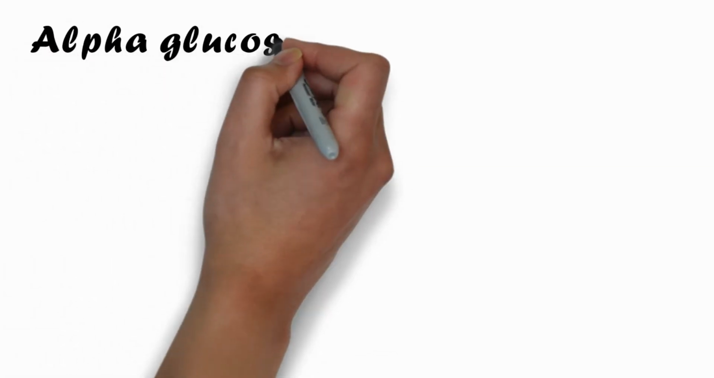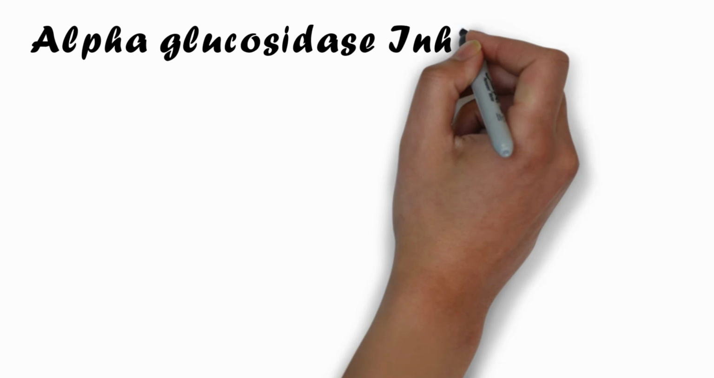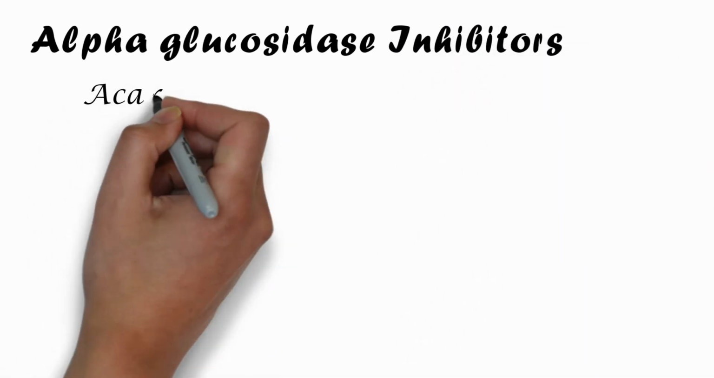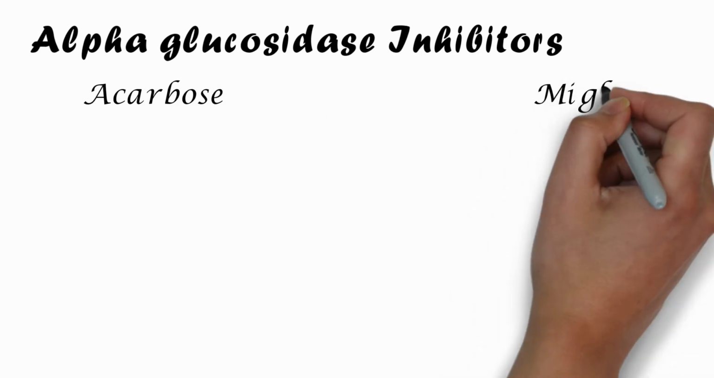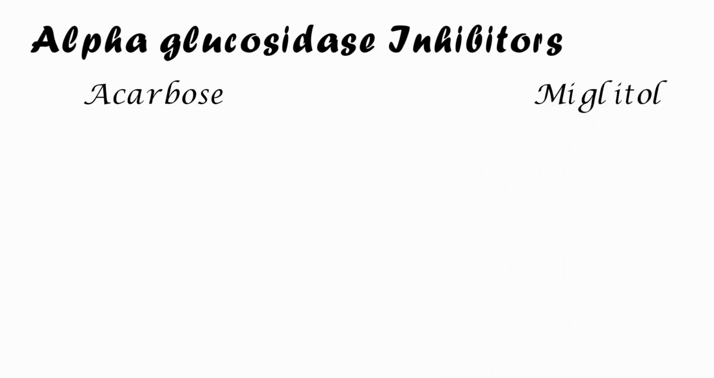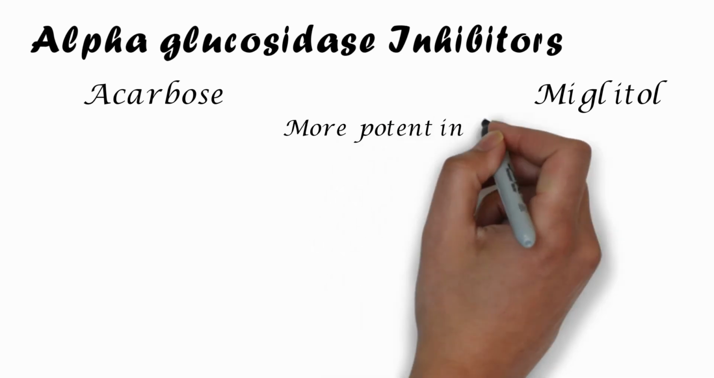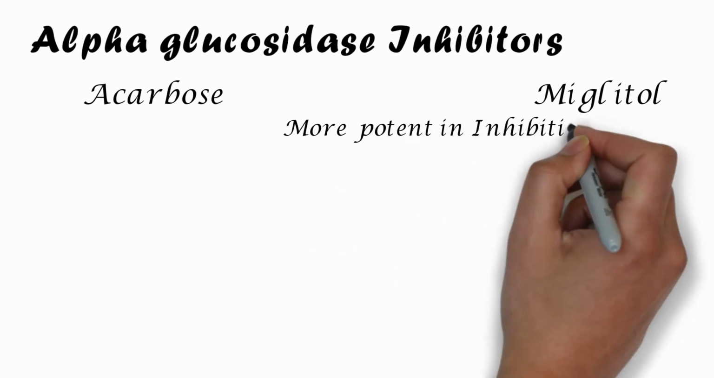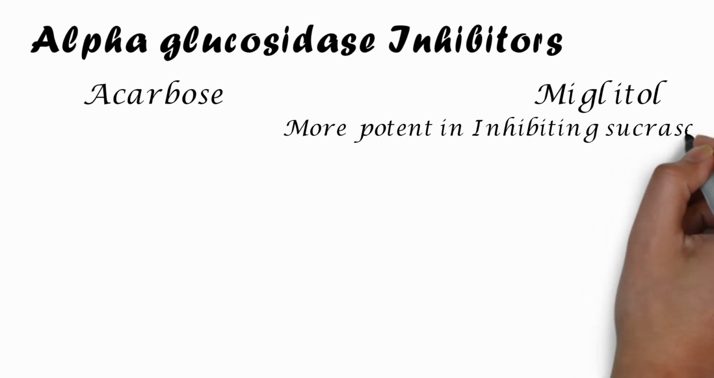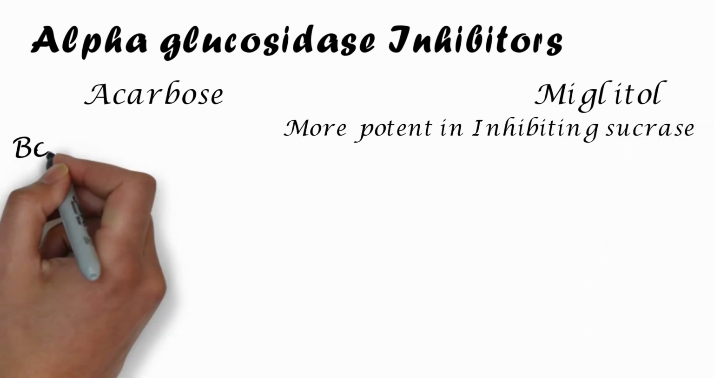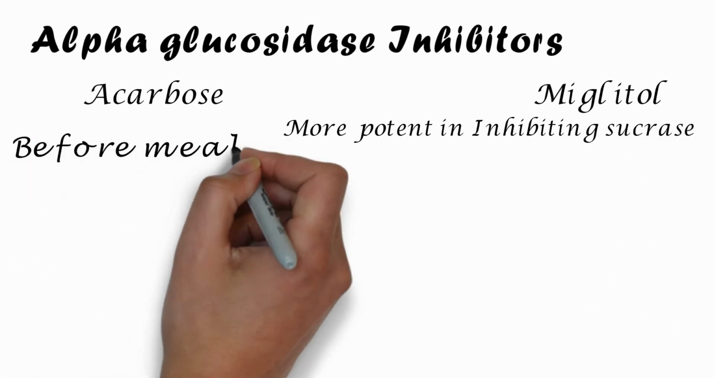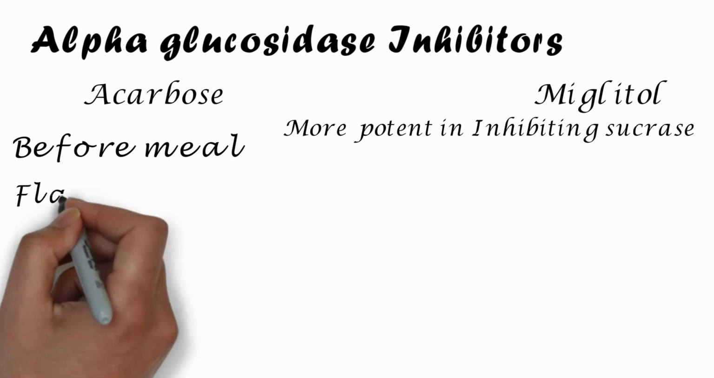Alpha-glucosidases are the enzymes present in the brush border of intestinal cells which are involved in digestion of starch and disaccharides. By inhibiting this enzyme, maximal digestion and absorption of ingested starch and disaccharides are delayed, and this effect is shown by agents like acarbose and miglitol with similar effects, except miglitol has a more potent action while inhibiting the sucrase enzyme. These agents are taken at the beginning of each meal.